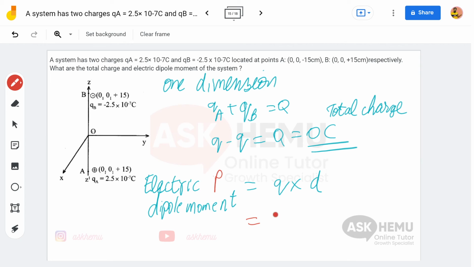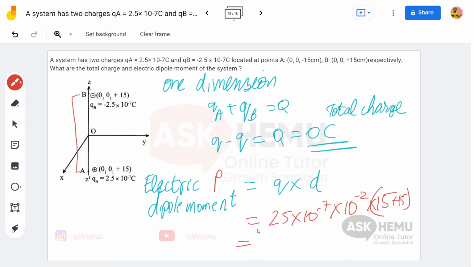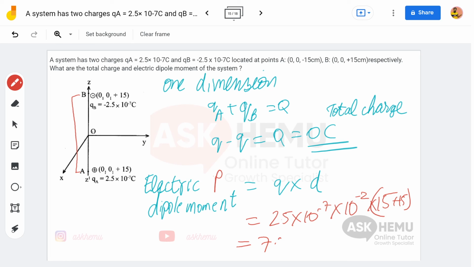So ultimately, when you multiply both of them, 2.5 into 10 to the power minus 7 multiplied by 10 to the power minus 2 into 15 plus 15, because the distance is between both of them. So remember, the distance AB is the distance that I have to calculate here. That will give me my final answer, which after multiplication I will get as 7.5 into 10 to the power minus 8.